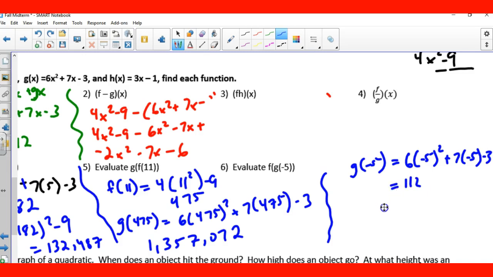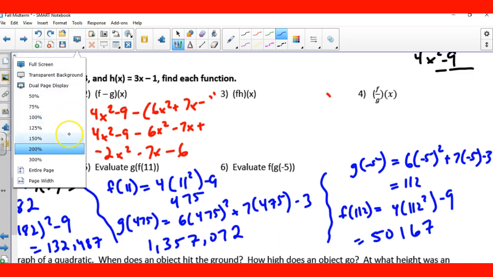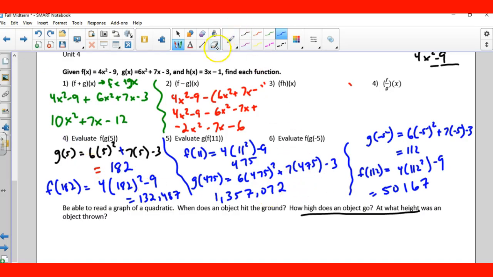So now that I got 112, we're going to go f of 112. Alright, so we have 4 times 112 squared minus 9. So that gives us 50,167. Alright. Now a couple things.